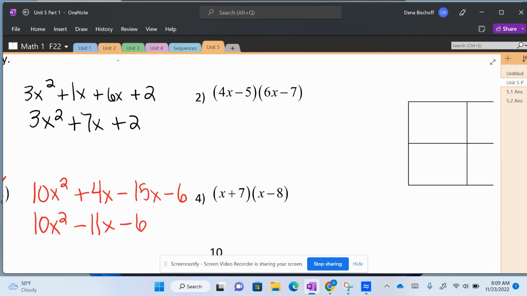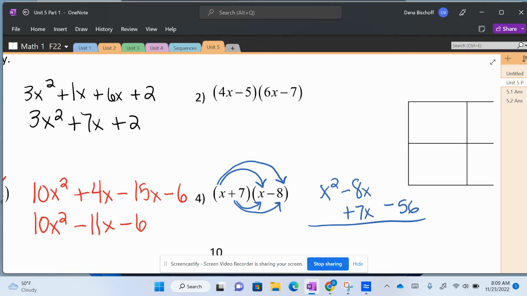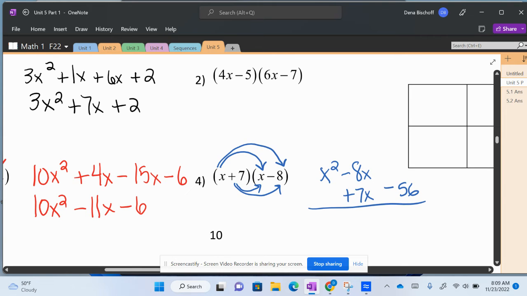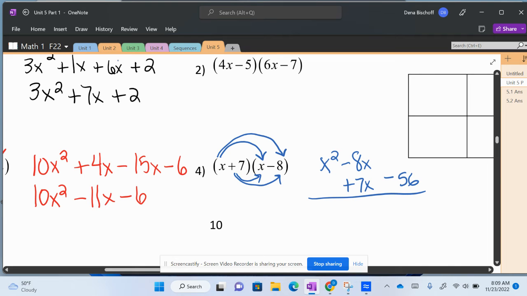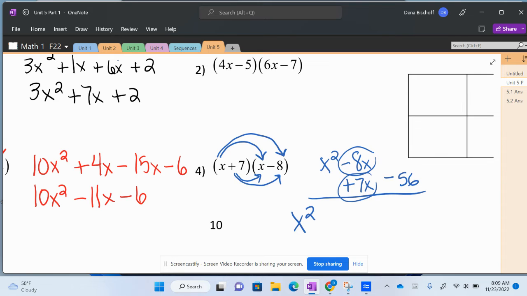So for number 4, I'm just going to take x times x. Well, x times x is x squared. Then I'm going to take x times negative 8. That gives me negative 8x. I'm going to take 7 times x. That gives me a positive 7x. And I'm going to take 7 times negative 8, which is negative 56. Kind of had to smush those down here because I was running out of space. So let's see. X squared can't be grouped with anything. Negative 8 and a positive 7 become, yeah, negative x, good job, minus 56.